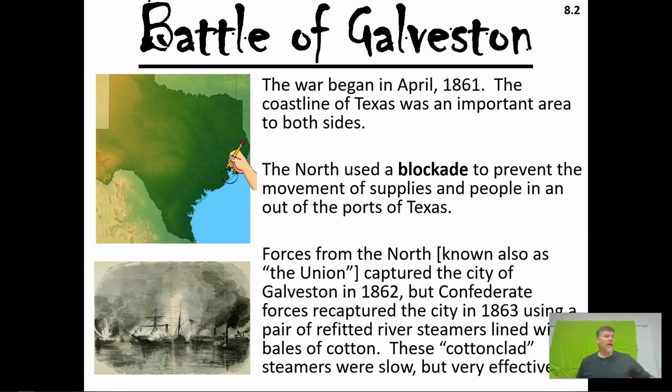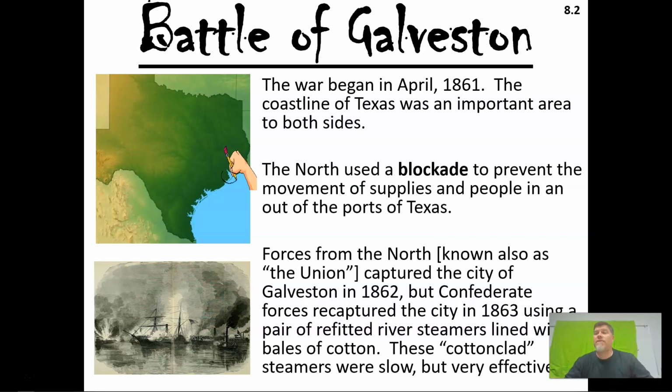Now, there's a few key battles in Texas that we want to talk about. The war, as it says here, began in April 1861. The coastline of Texas was an important area to both sides. One of the strategies for the Union is to blockade the southern states. In other words, to stop trade from going into or out of the southern states. The main thing leaving the southern states would be cotton.